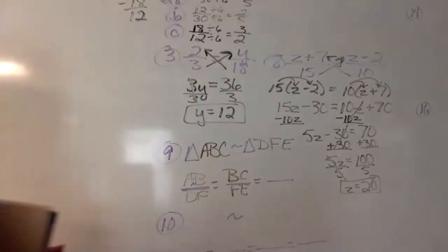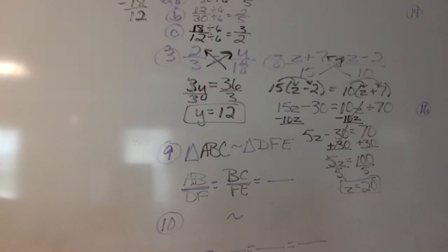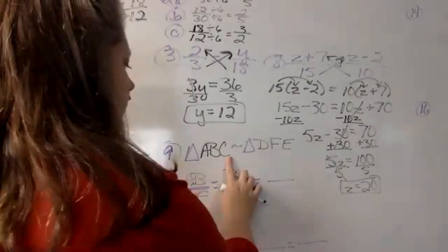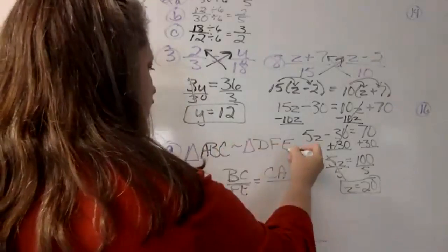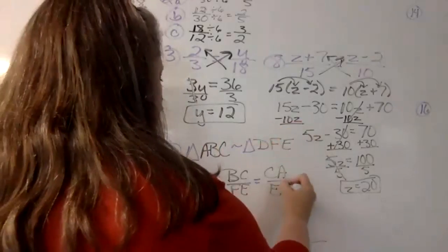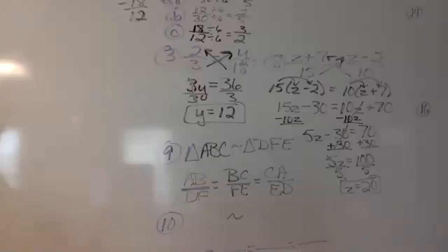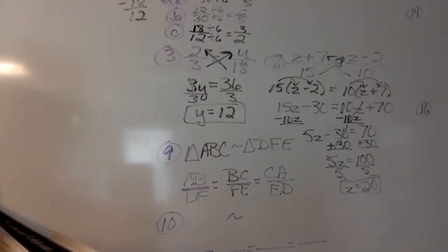And then for the last one, you do first and last. So I have C and then go back to the beginning. C goes back to A, so E goes back to D. You're just writing the ratios of those sides. Pretty easy? Okay, you're just looking to see what matches up.